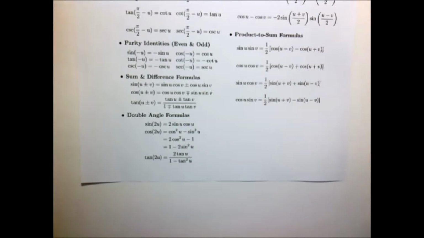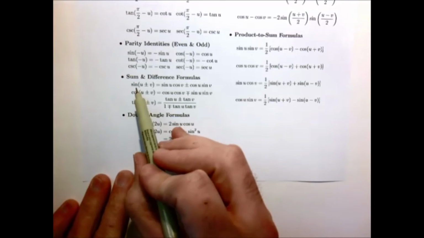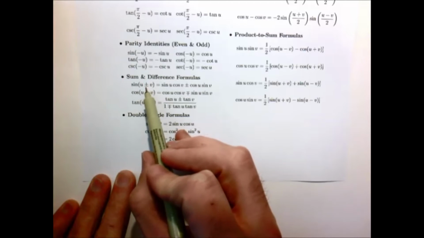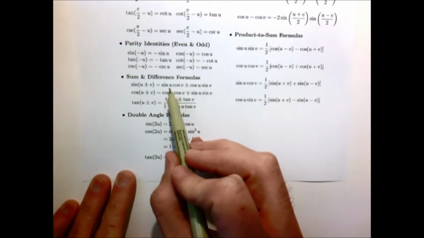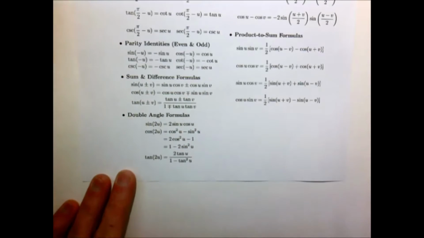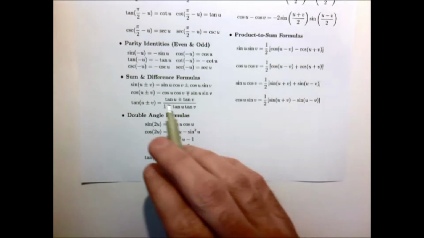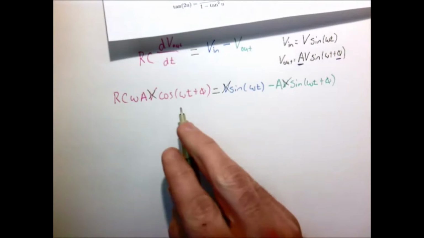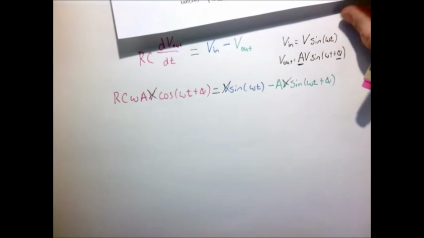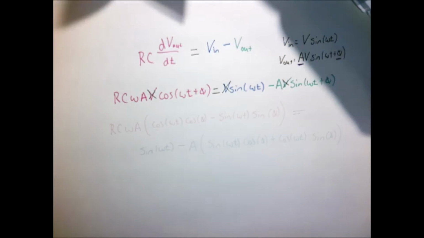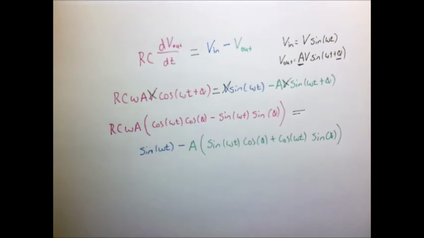So here's one of the tables I have. And what we'll use to reduce our formulas are these right here. So remember these relationships: sine of u plus or minus v is equal to sine u cosine v plus or minus cosine u sine v. These sum and difference formulas you have probably seen before but may not remember. We're going to use those on these terms here. So I'm going to rewrite that cosine term using my trig identities, and rewrite my equation as follows.